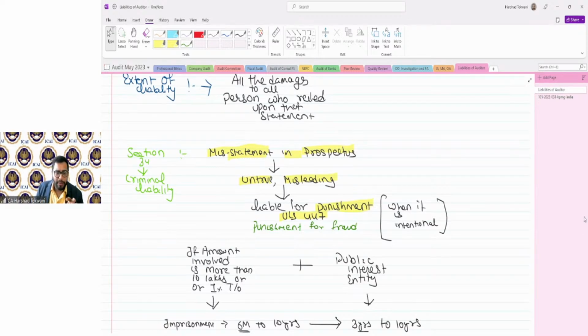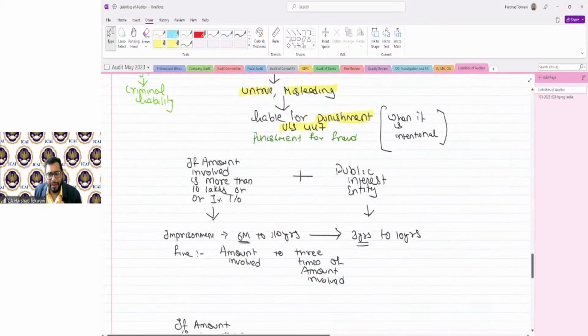the punishment: if a public interest entity is involved, it should be not less than 3 years, that is, 3 years to 10 years. But in other cases, if the amount involved is more than 10 lakh rupees or 1% of the turnover, then imprisonment will be 6 months to 10 years, or a fine equivalent to the amount involved up to 3 times the amount involved. However, if it is a public interest entity, then this 6 months becomes 3 years, so 6 months to 10 years becomes 3 years to 10 years.